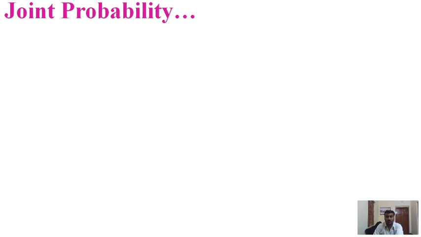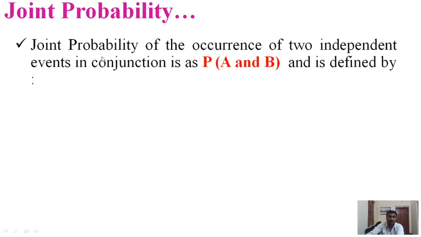So that is the first point, prior probability. The second one is joint probability. What is this joint probability? The joint probability of the occurrence of two independent events, in conjunction, is written as P of A and B. If two events are to be represented combinedly, in conjunction, then it is called joint probability. Probability of A and B, like probability of weather, cavity.